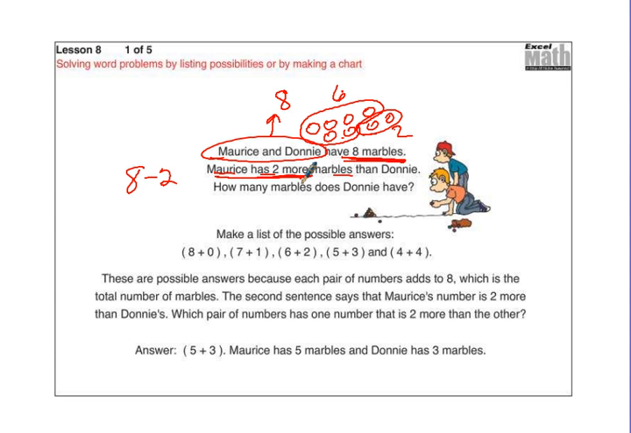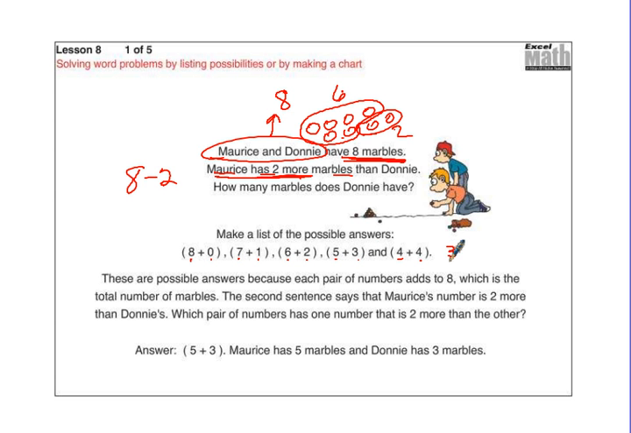First, you're going to make a list of all the possible answers. If they have 8 together, one kid could have 8 and the other could have 0. That would make 8 altogether. Or one kid could have 7 and the other could have 1. That would be 8 altogether. 6 and 2 makes 8, 5 and 3 makes 8, and 4 and 4 makes 8.